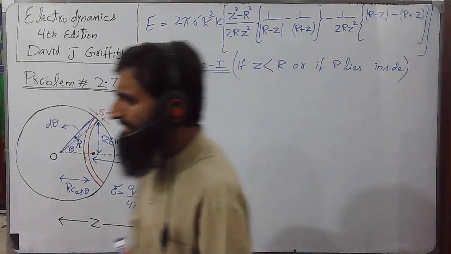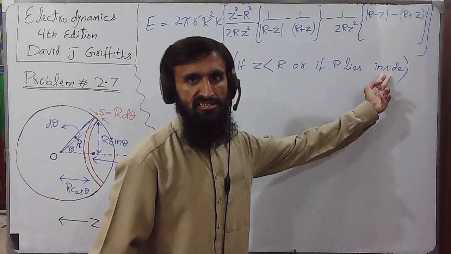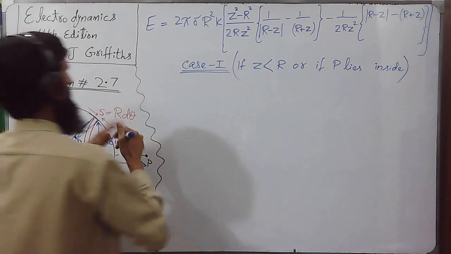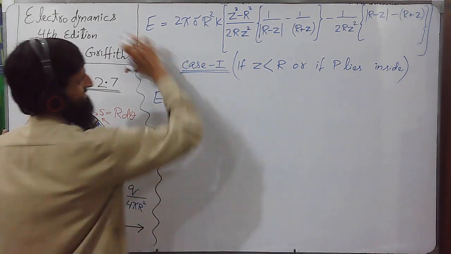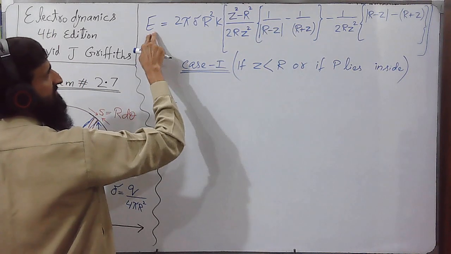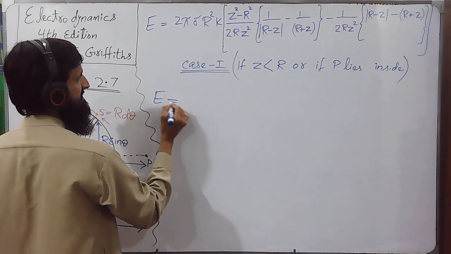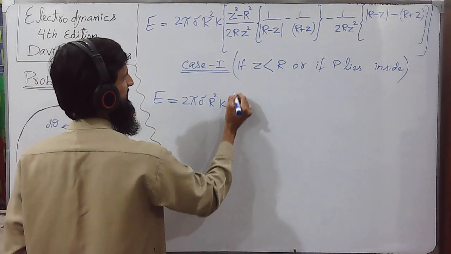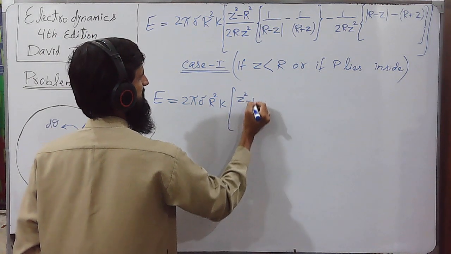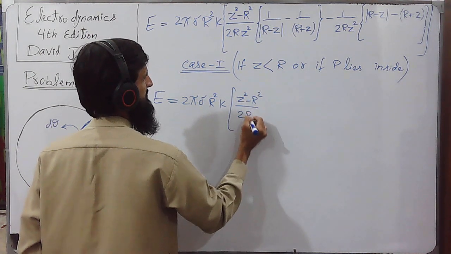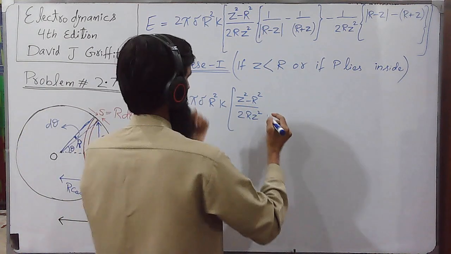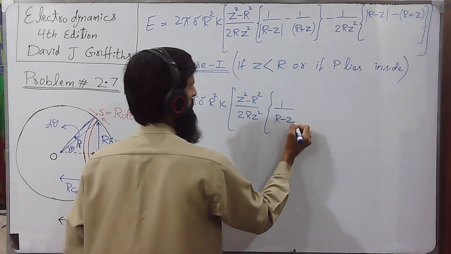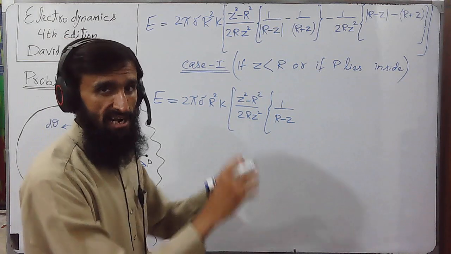Now, if point P lies inside the shell, then definitely in that case the distance z will be less than the radius of the shell. Now again we will use this equation, the general electric field due to that spherical shell. E is equal to 2 pi sigma r square k, and z square minus r square over 2 r z square will be taken here as it is, and the terms inside the mod function will be taken as they are, and the mod sign will be removed.